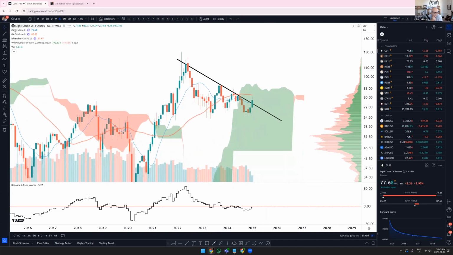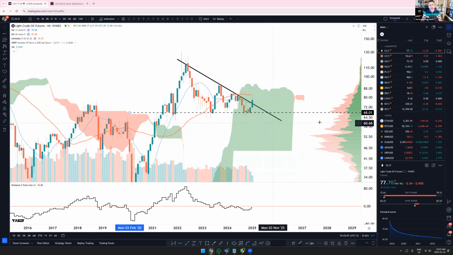So there's no clear uptrend right now. It still has work to do. Even if we did close above here, it doesn't mean it's a new bull run.